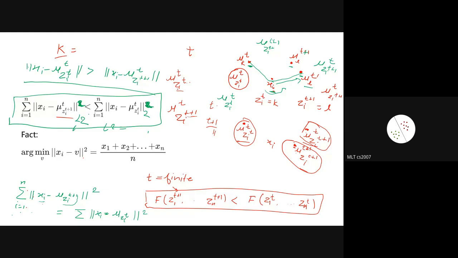And this is a strict inequality, right? Because there are some data points which are actually moving. If they are not moving, there is nothing to prove. We are assuming that in the t-th iteration my algorithm hasn't converged, so there are some points which are moving, and that's why this strict inequality comes into the picture. If you have any doubts in these inequalities, please ask. We will move to the next part.